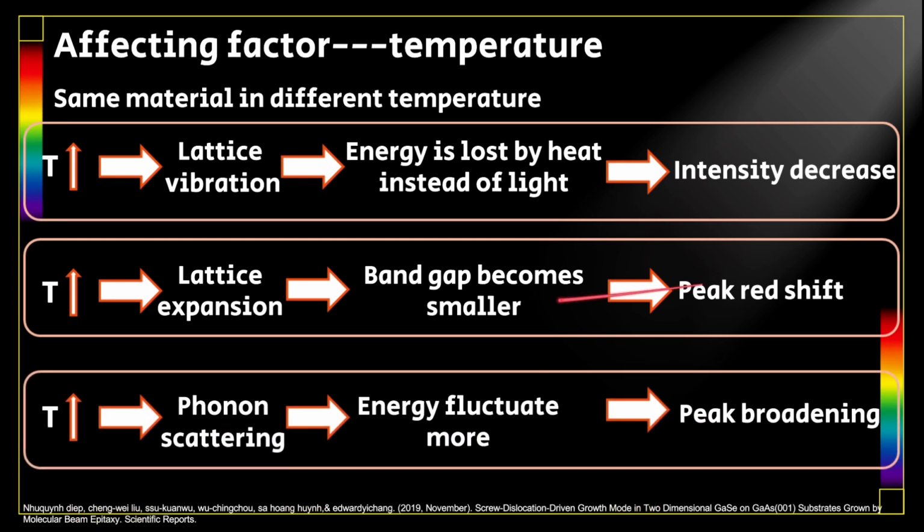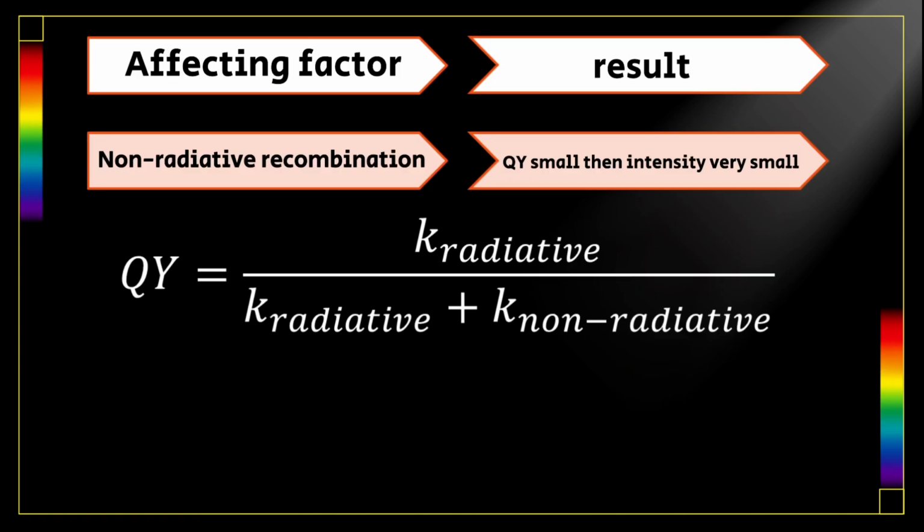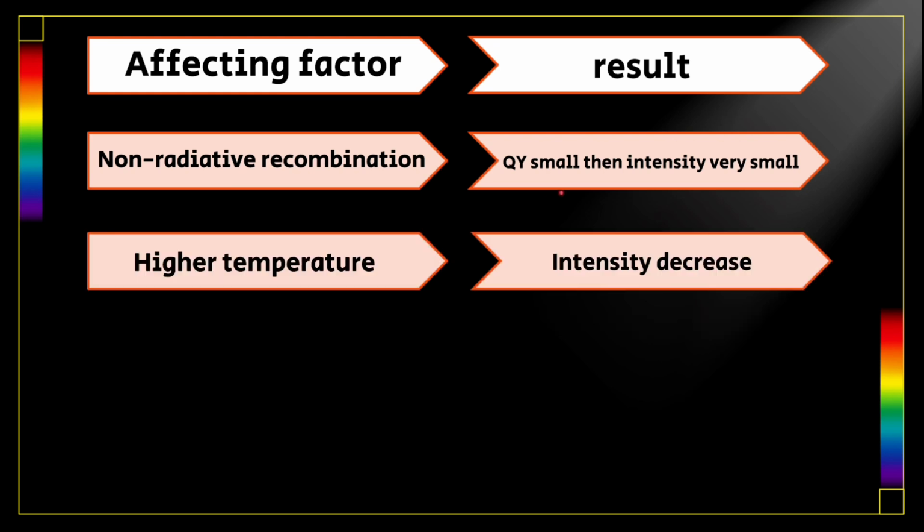Third, phonon scattering increases, so the energy fluctuates more and the energy spread becomes wider, so the peak broadens. A small conclusion is that if non-radiative recombination is too strong, then the QY will decrease, so the intensity will become very small. Another is that higher temperature will lead to decreased intensity, like the previous slide.